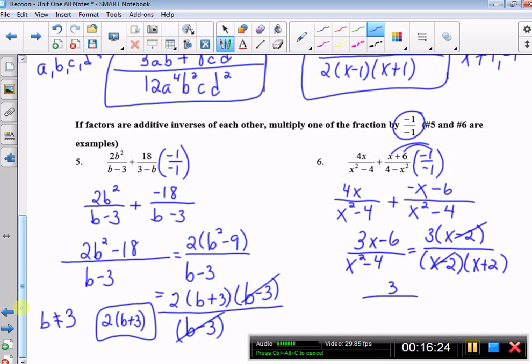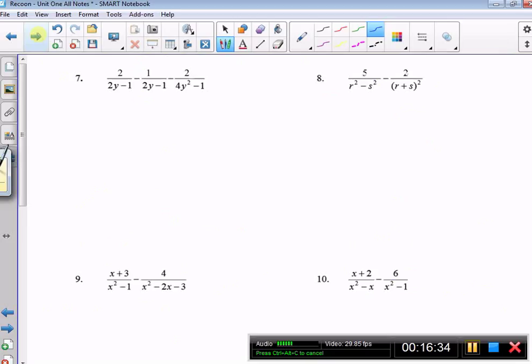So we get 3 over x plus 2, and x cannot be 2 or negative 2. All right, let's go to the next page to do a couple more of those. Let's take a look at number 8. I'm going to leave number 7 for you to try.